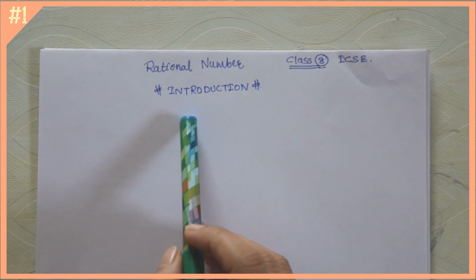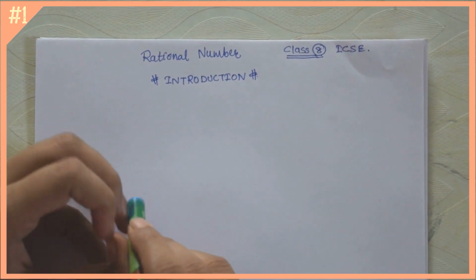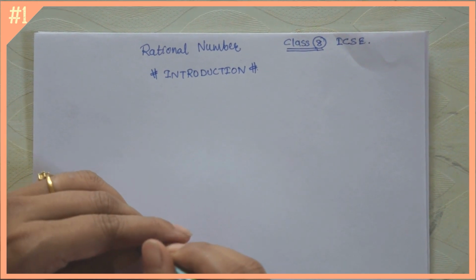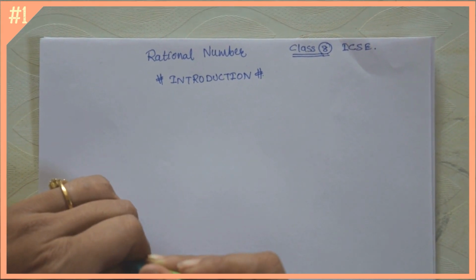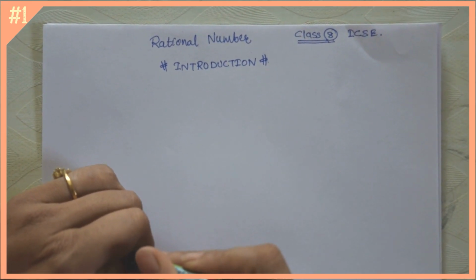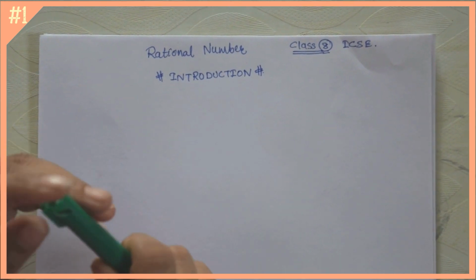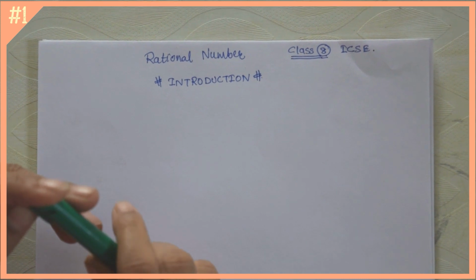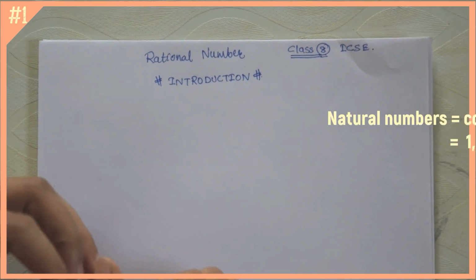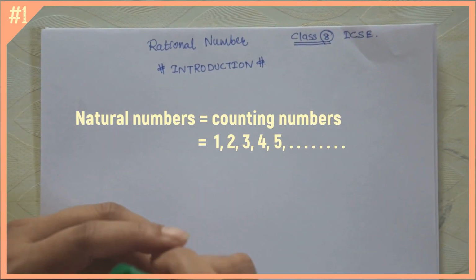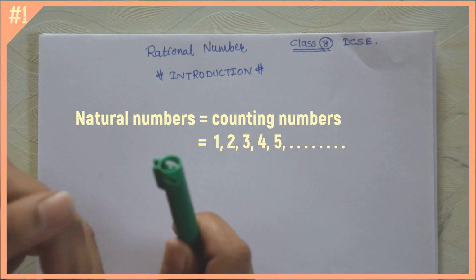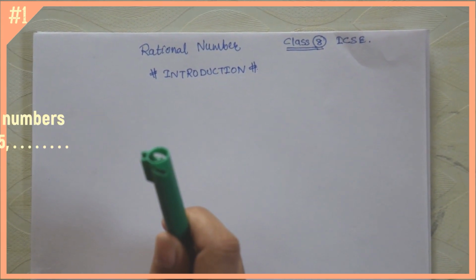To begin with, I've written here introduction. By that, we are going to discuss some terminologies and the definition of rational numbers. So we know what natural numbers are. We have seen them in previous classes also. Natural numbers are nothing but the counting numbers. They start from 1, 2, 3, and so on till infinity.